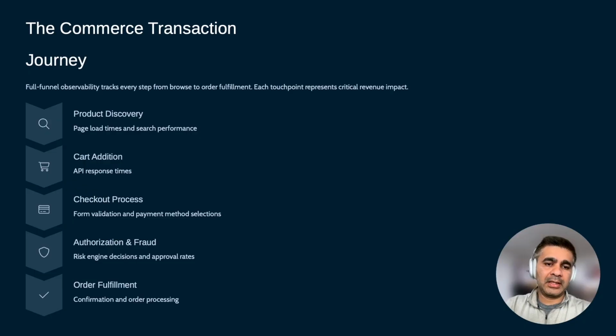Finally, order fulfillment, confirmation and order processing. Even after payment succeeds, if customers don't get proper confirmation or if there are issues with order processing, you'll get chargebacks and customer support tickets. The key insight is that each touchpoint represents critical revenue impact. A failure at any step doesn't just affect that step, it affects your entire conversion funnel. This is why we need observability across the complete journey, not just at individual service endpoints.